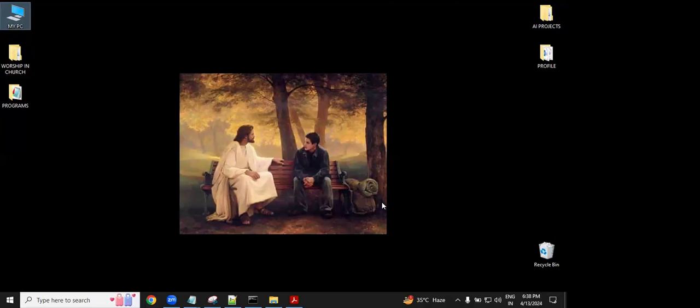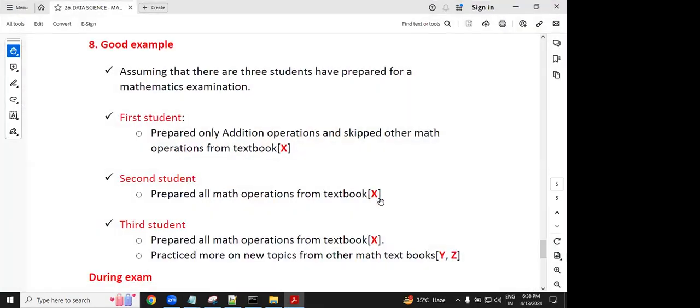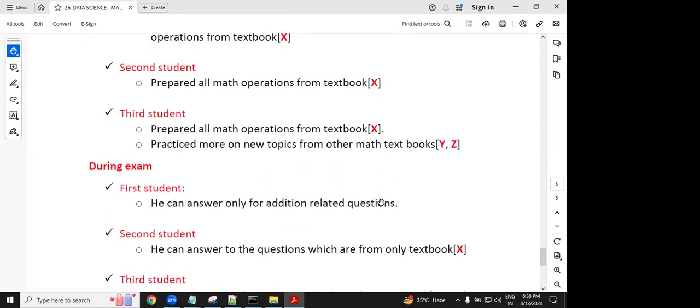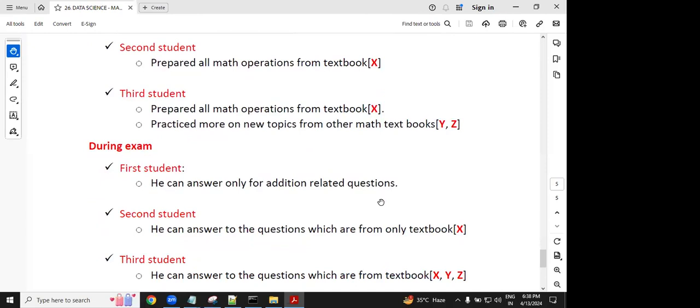But I have seen my friends, sir. First of all, for me, it is too difficult to prepare what is existing. Few students will go to the library and they will take that too. Textbook is this size actually. How much size? This size actually. Good. Prepared all math operations from the textbook. Yes. Practiced more on new topics from what exactly?